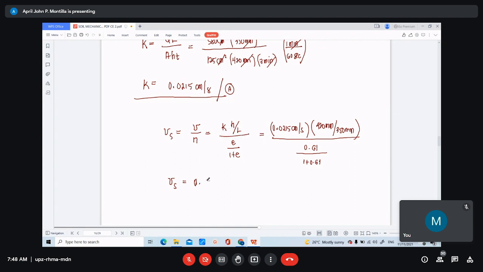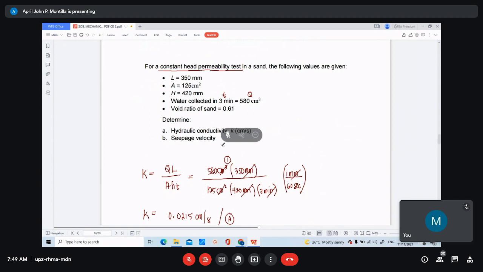Zero point zero sixty-eight centimeter per second. How about the others? Same lang po, sir. Okay, so that will be the requirement of this problem. Medyo mahirapan lang kayo sa units.